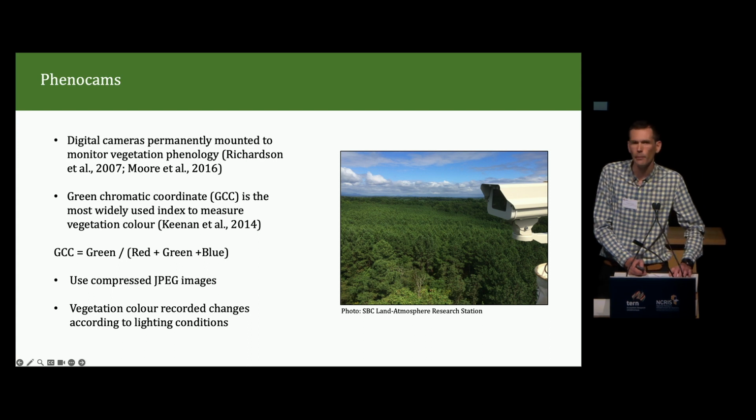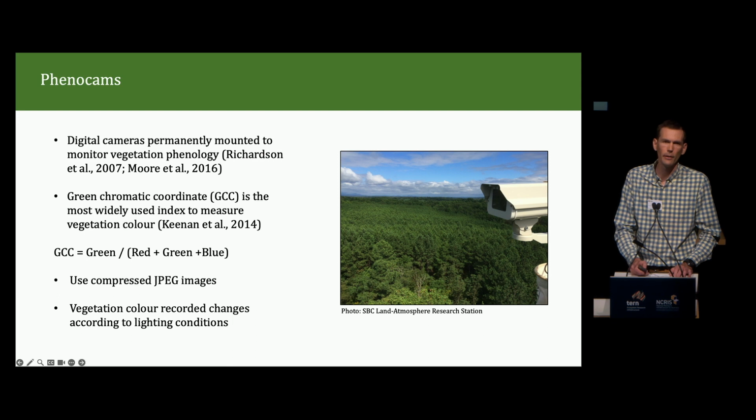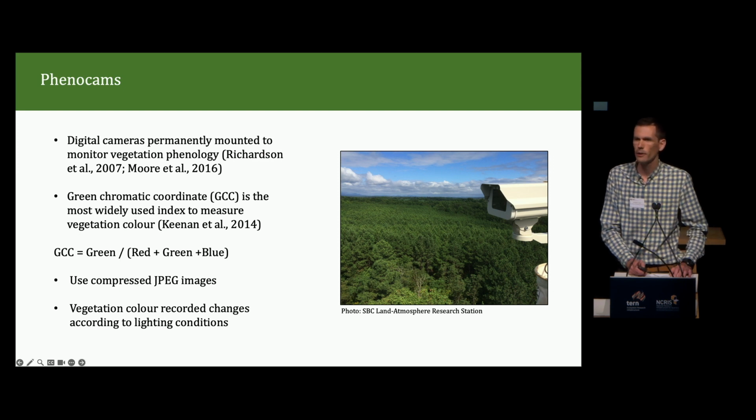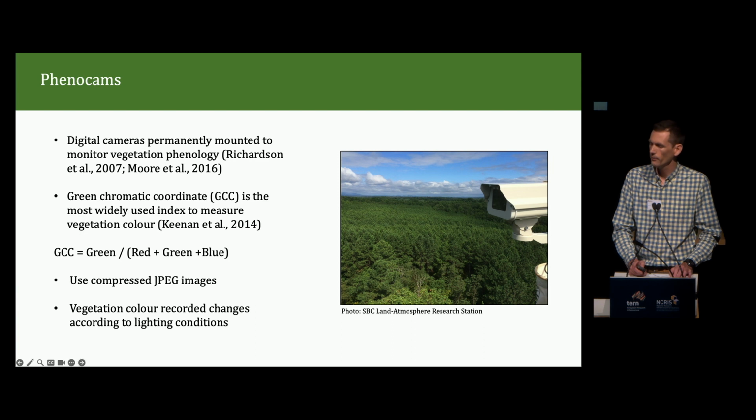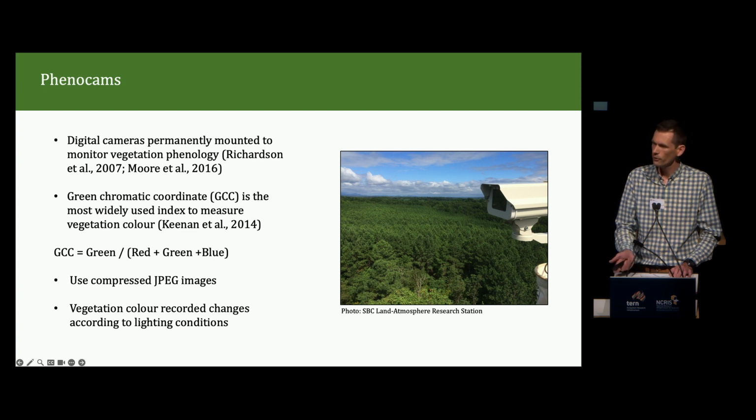So the initial attempts just used basic webcams that were just mounted outdoors and have progressed to cameras like the one you see here, which is mounted in the US. The most widely used index is the green chromatic coordinate, or GCC, and that is simply the proportion of green in an RGB image. And phenocams typically use compressed JPEG images. And the colour of the vegetation recorded can change according to the lighting conditions. So the same tree can look a different colour depending whether it's a cloudy or a sunny day. And this is not great.